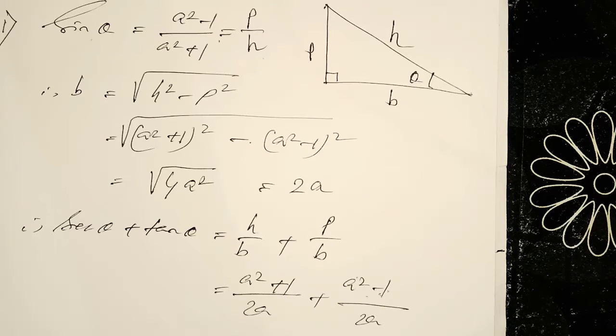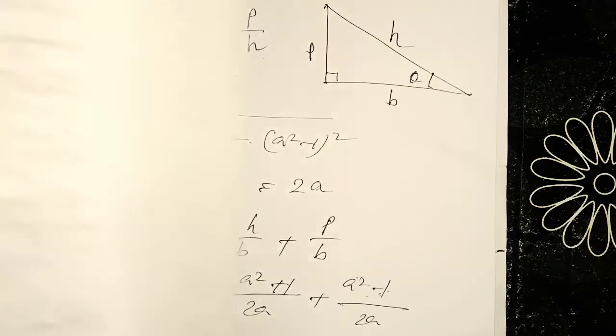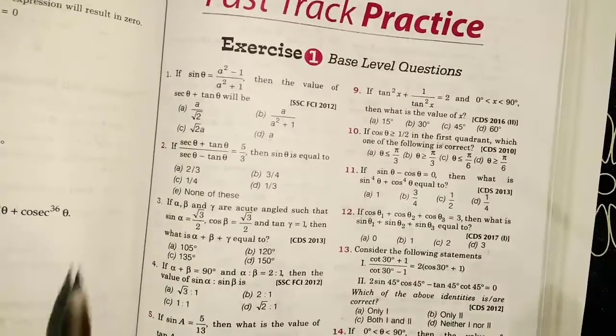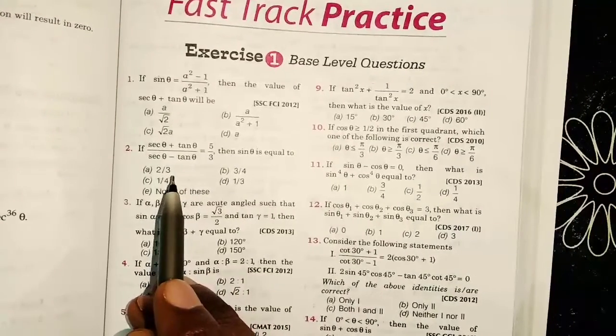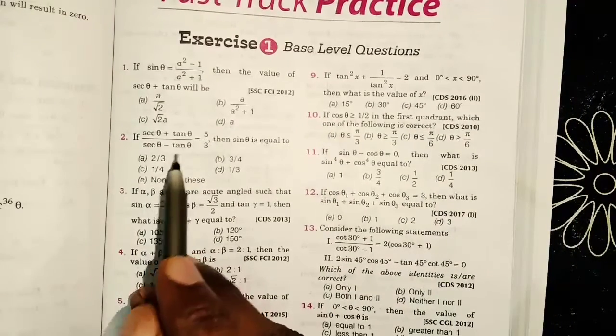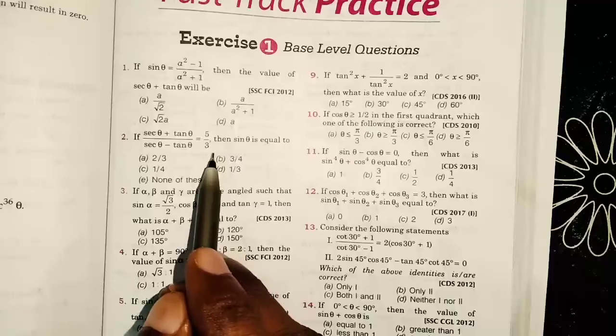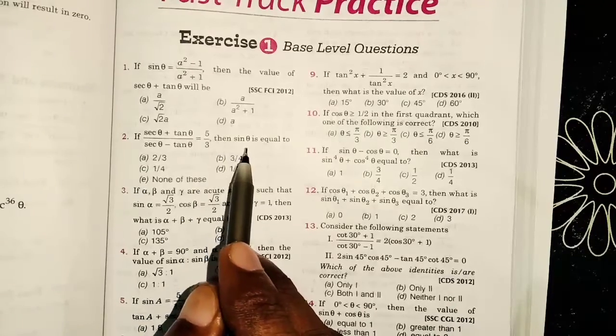Let us go to question number 2. Just see the question number 2 given. If sec theta plus tan theta by sec theta minus tan theta is equal to 5 by 3, you have to find out the value of sin theta.